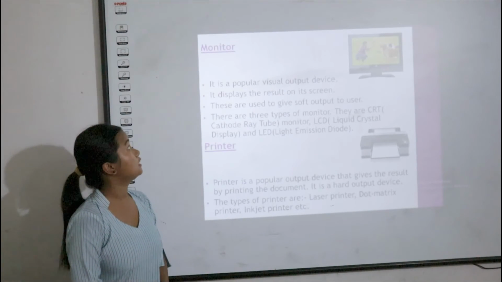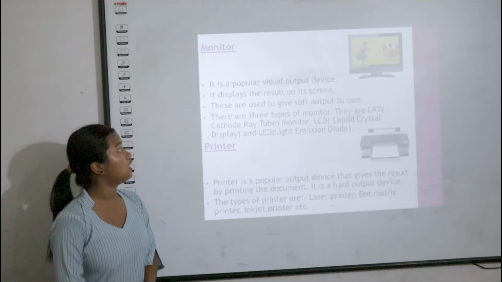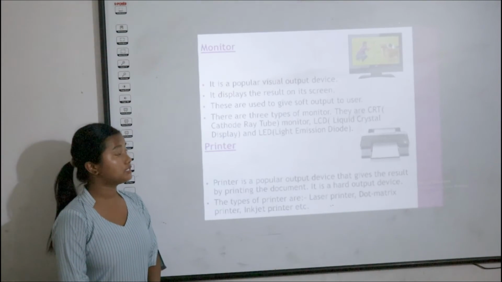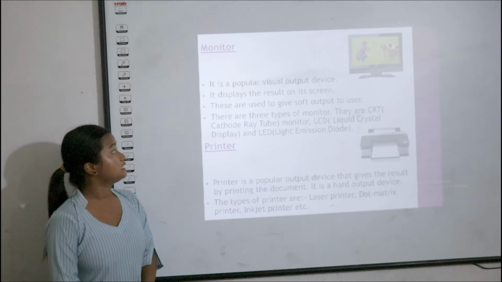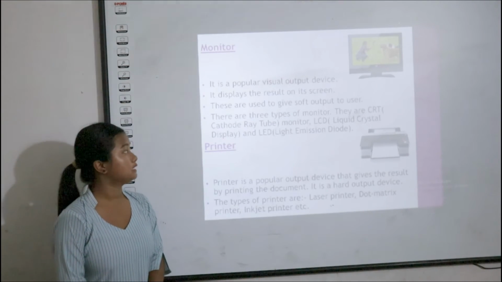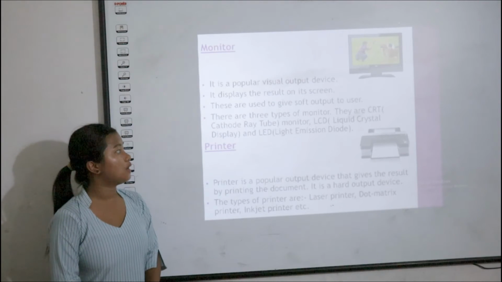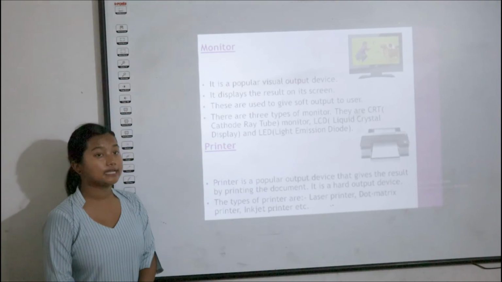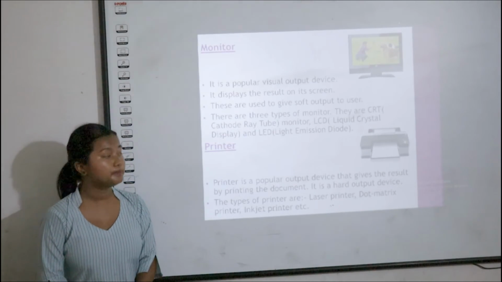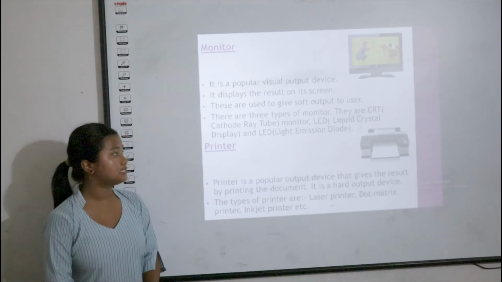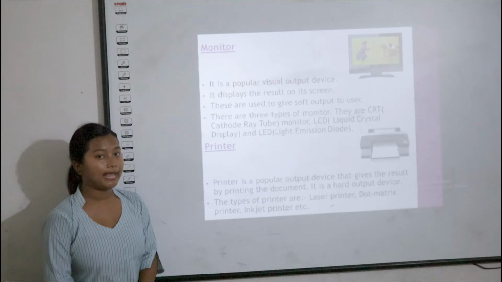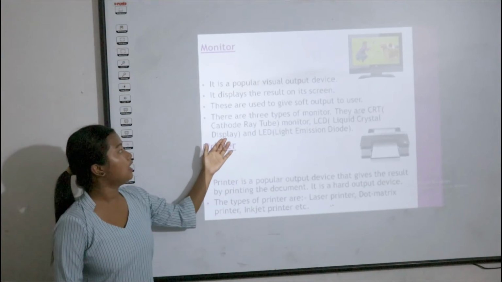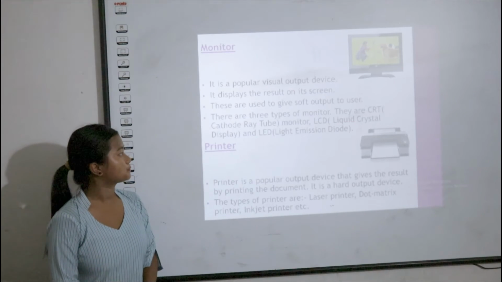In the output section, first one is monitor. Monitor is a popular visual output device. It is also an important device. It displays the result on the screen. These are used to give soft output to the user. There are three types of monitor. They are CRT (cathode ray tube) monitor, LCD (liquid crystal display), and LED (light emitting diode). They are the types of monitor.